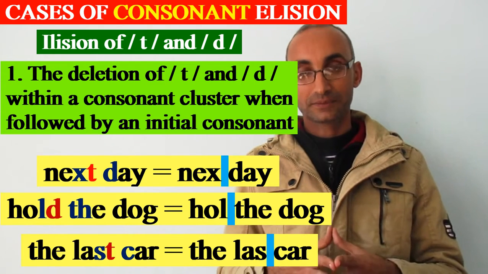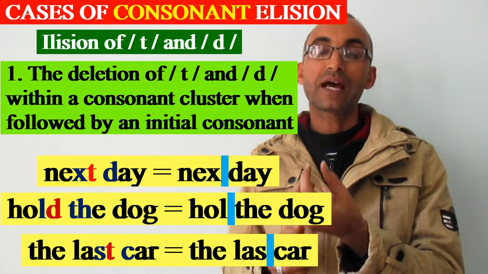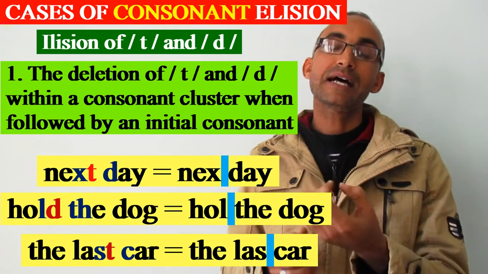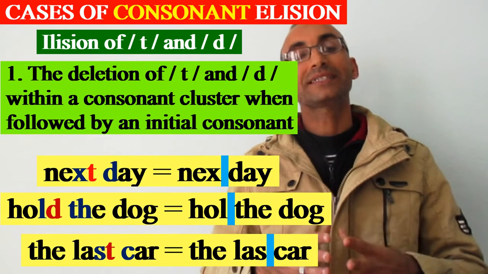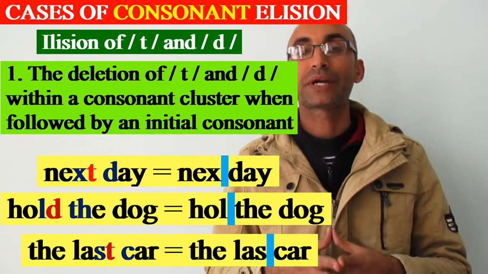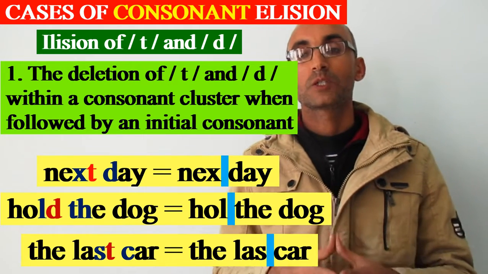Also, the last car. So here also the final ta sound, this alveolar, comes between sounds sa and ka. Okay, consonants sa and ka. That's why it is usually omitted, and we pronounce it last car in rapid speech.